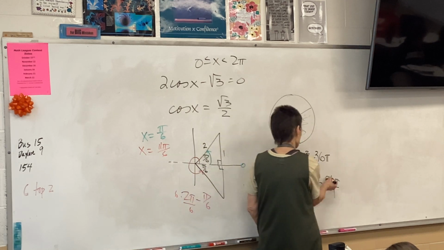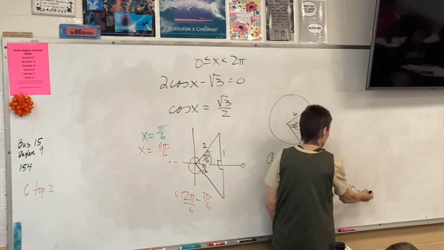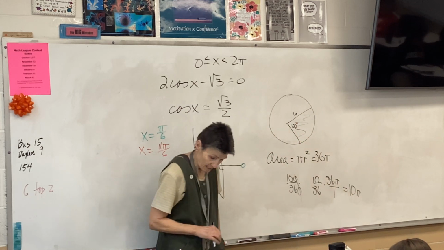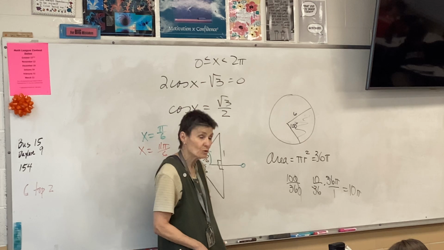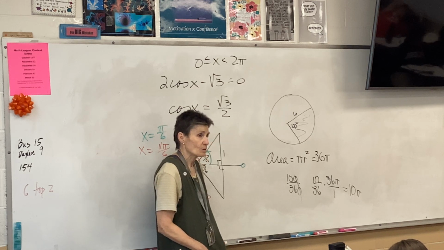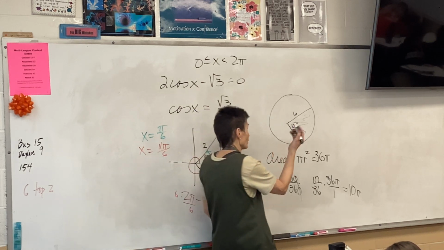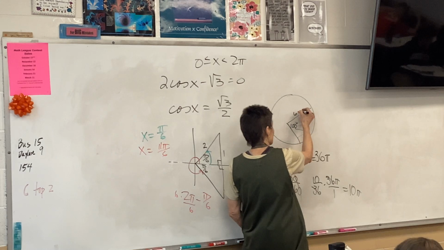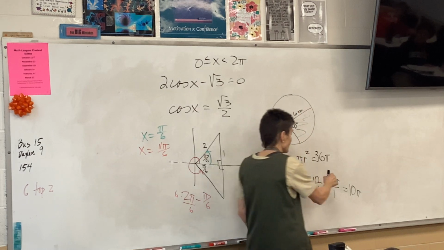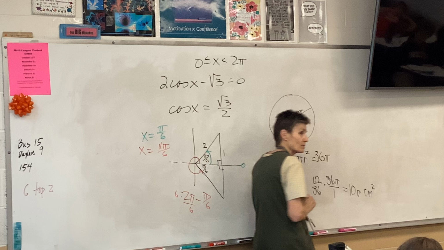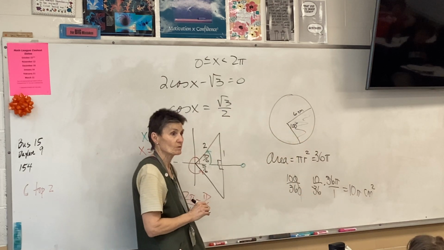And these are going to cancel. It looks like the answer is 10 pi. Now, there's no unit on that, so I don't need to put one on. But if, for example, this had been 6 centimeters, then this would be square centimeters, if there's a unit given.